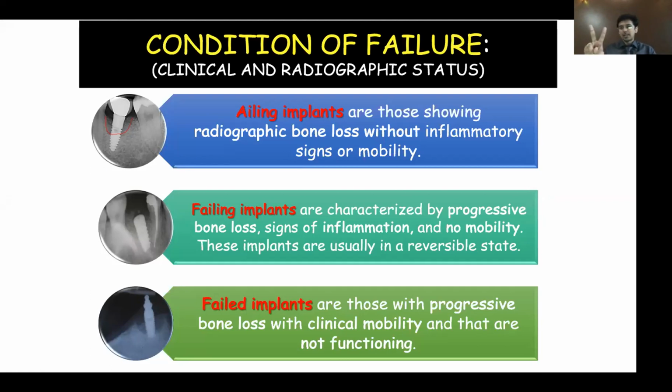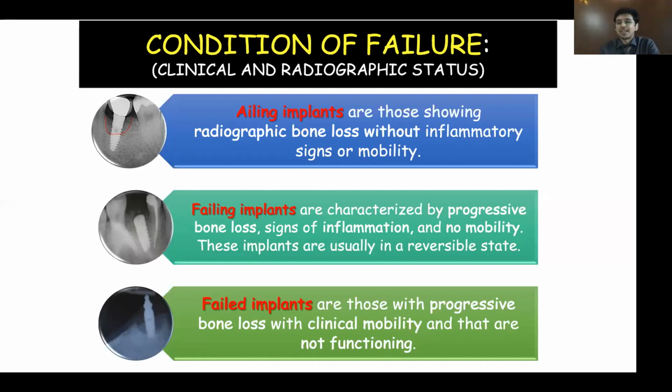Failing implants means you take a radiograph, bone loss is occurring, and at the same time, soft tissue inflammation is there. That means plaque and calculus also has come in. So again, you need to initiate some form of interventional therapy. Failed implants: just remember one thing, mobility is not a late sign. With regard to peri-implantitis, mobility is the last sign. If it is shaking, time to take out the implant.